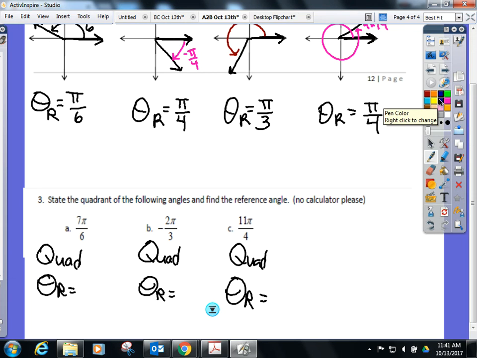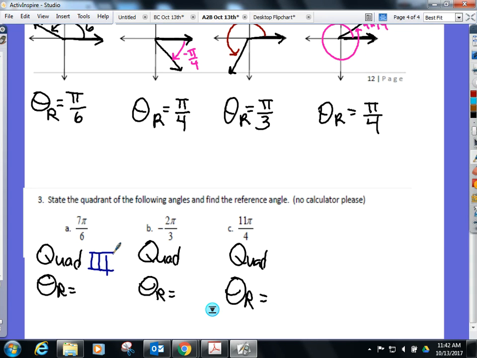I think I almost heard from most people here. Anna, what quadrant are you in for 7 pi over 6? Third quadrant, good deal. Did you get a reference angle too? Okay, let's take a look at it. 7 pi over 6. No, you're quadrant 3. I'm just looking at the reference angle now. You're doing 7 times pi over 6, right? So pi over 6 is going to be your reference angle. Whatever you're multiplying by the number out in front, that's going to be my reference angle. Good?